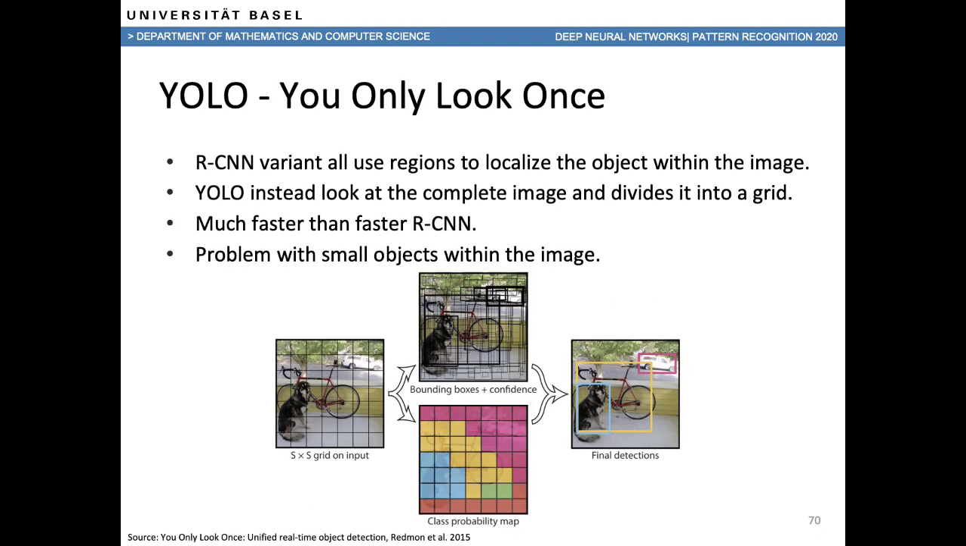So there are still some problems with all the RCNN variants, as all of them use regions to localize the objects within the image. So instead, the people behind You Only Look Once, also short for YOLO, look at the complete image and divide this into a grid. And this makes it much faster than the RCNN, though the first version of YOLO had some problems with small objects within the image that it couldn't detect that well.